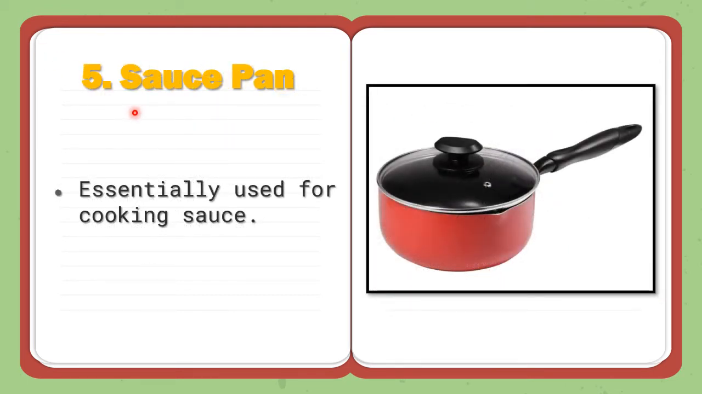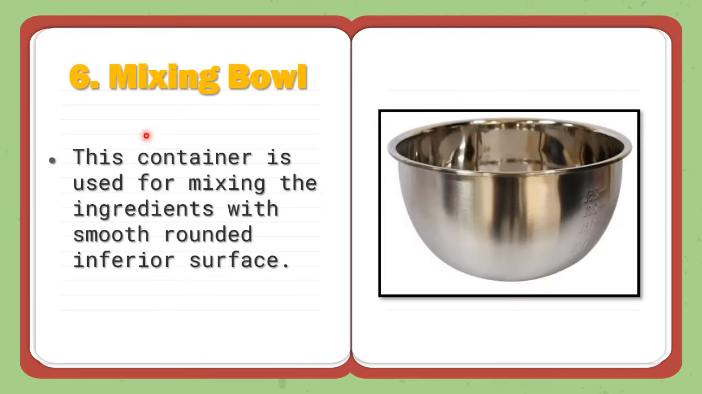Next, number 5, we have saucepan. Okay, class, as you can see, this is an example of a saucepan. Of course, this is essentially used for cooking sauce. And next, we have number 6, mixing bowl. It comes with different sizes. This container is used for mixing the ingredients, with a smooth, rounded interior surface. So those are the examples of kitchen instruments used in egg dishes.